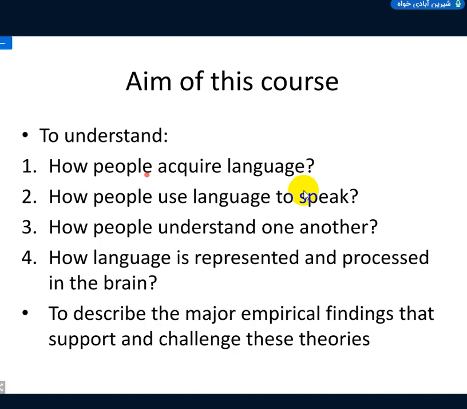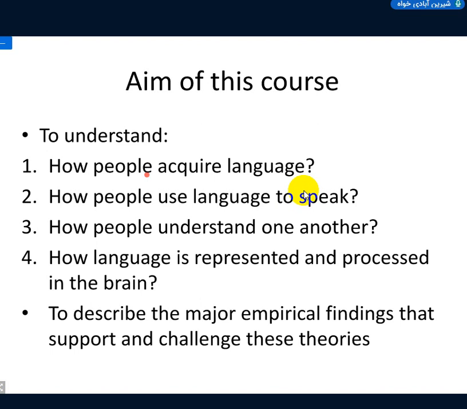So the aim of this course is that we want to understand how people acquire language. Actually, in this textbook, we consider native speakers. First language acquisition is related to native speakers. How people use language to speak. There are many different models for speaking, and we will consider one of these models. How people understand one another, what happens when people are speaking to each other and how they can understand each other.